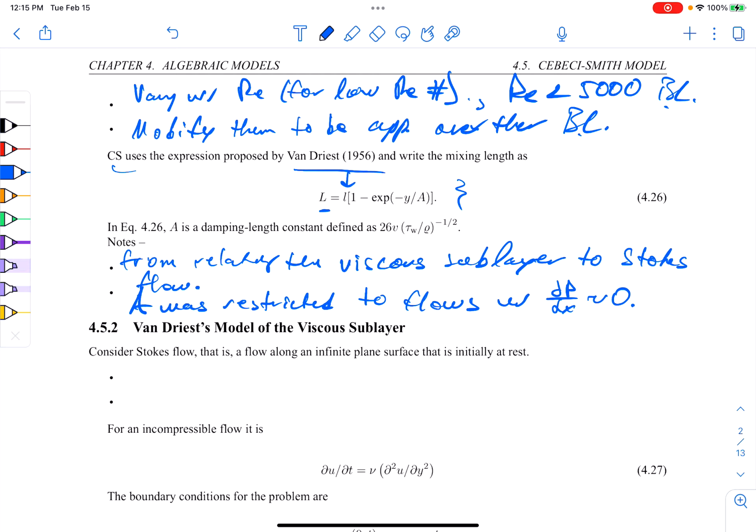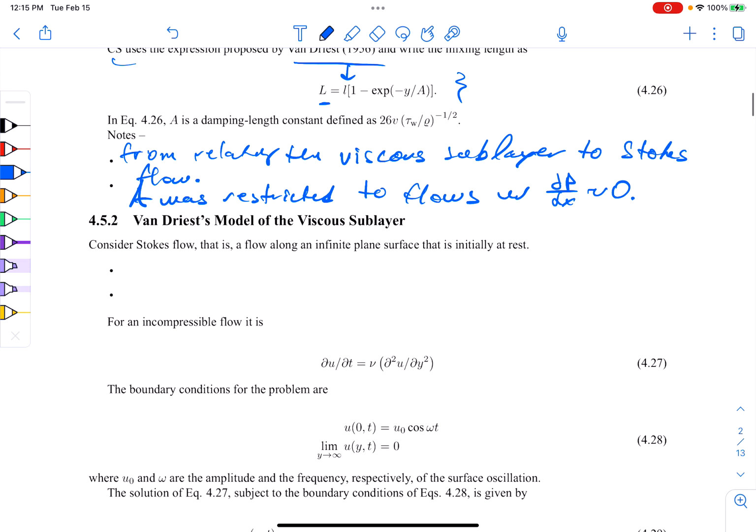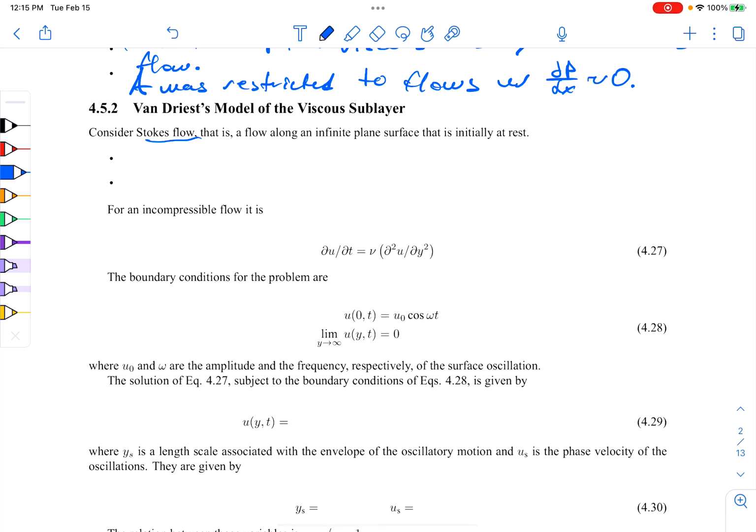So if you have a supersonic flow and a turbulent boundary layer that's compressible, where would a Stokes flow apply? Well, very, very, very close to the wall. So he's going to try and re-examine Stokes flow using the Van Driest model to extend it. So let's go back to the world of Stokes flow. Here I note that's the flow along an infinite plane surface that is initially at rest, much like a boundary layer, except now we're just looking at this region very close to the wall. This is the wall, and there's an infinite domain of fluid out there.